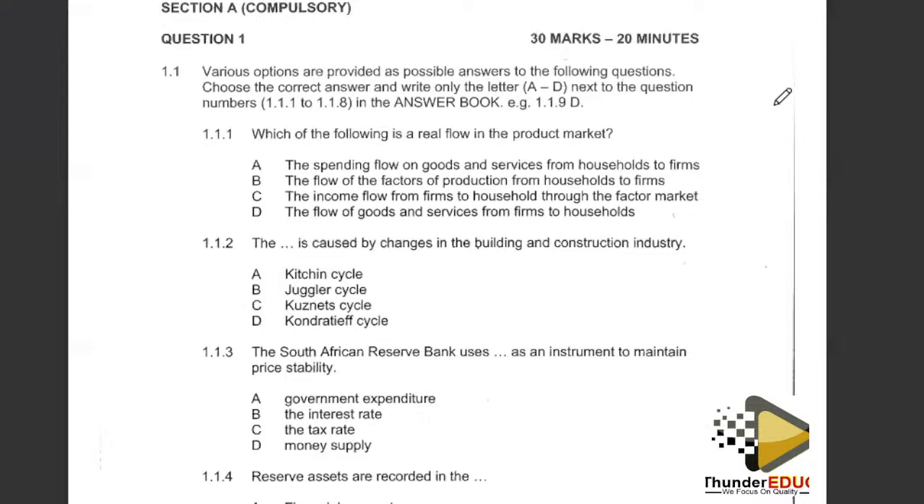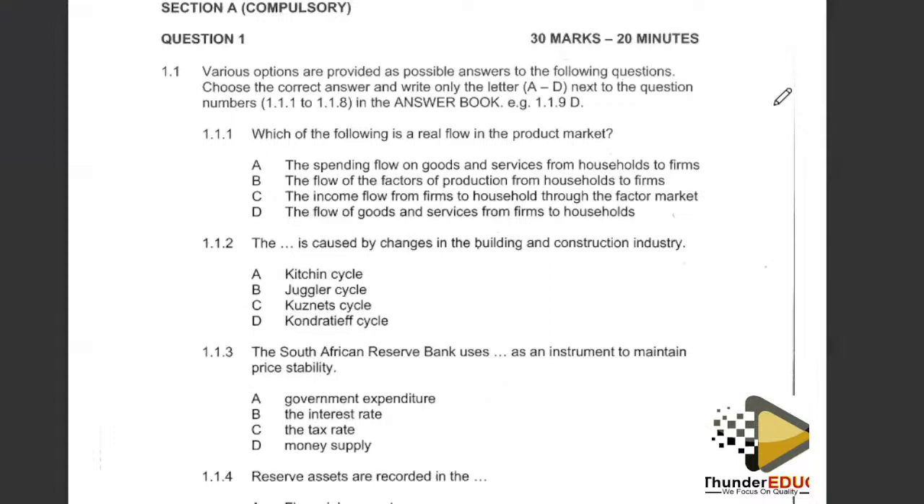Okay, right. So now, question one, in particular 1.1, reads as follows. Various options are provided as possible answers to the following questions. Choose the correct answer and write only the letter. In a bracket, you've been shown as an example that you'll be given options A, B, C, up to D. Also, if you check there, you are given an example on how to answer this section in a perfect manner.